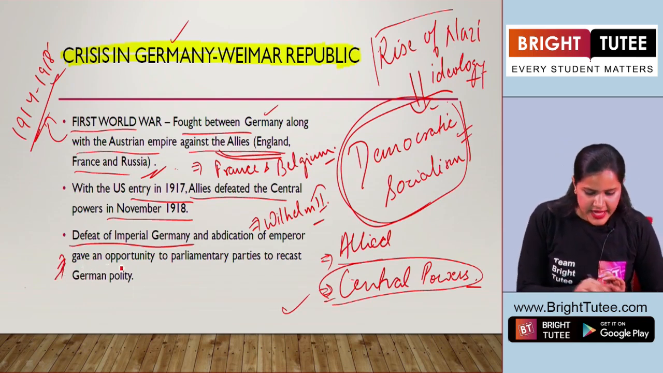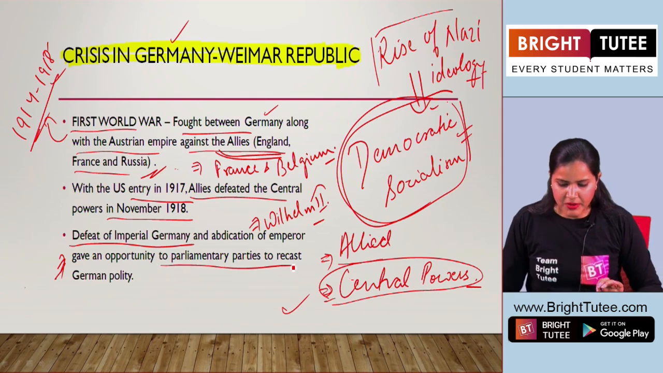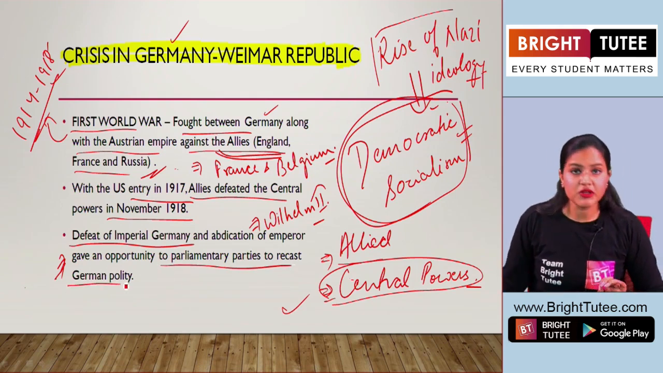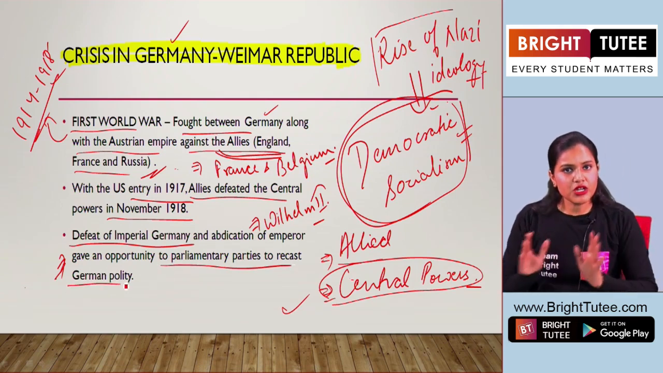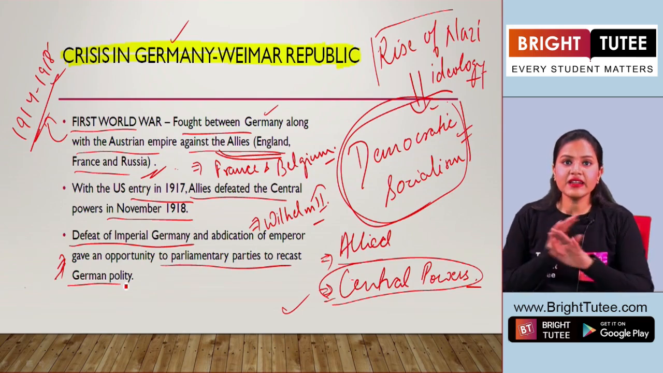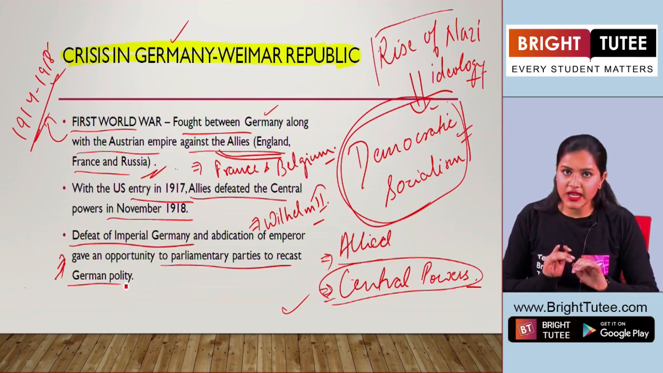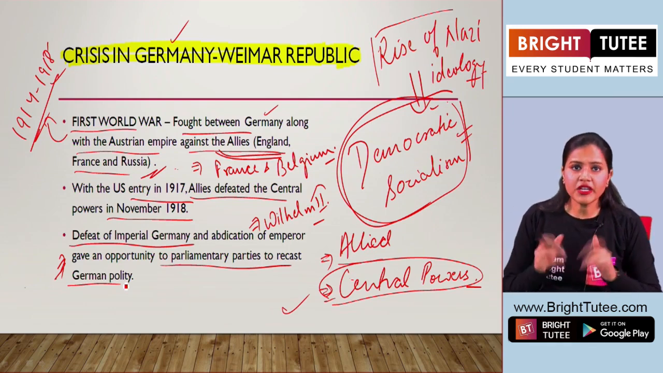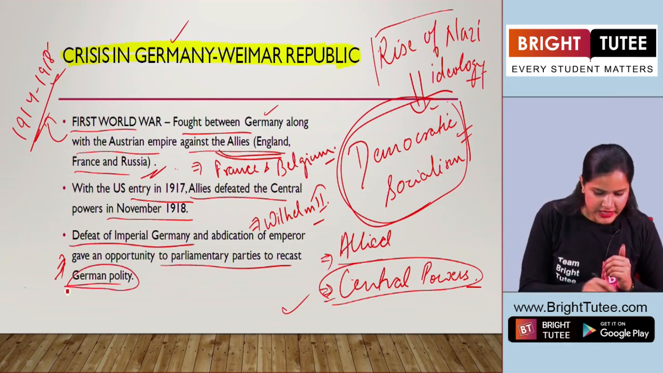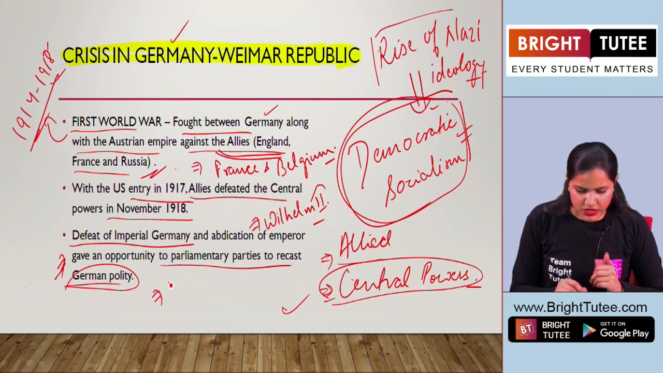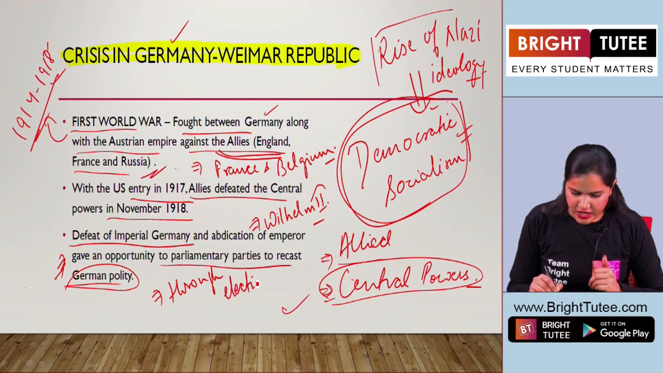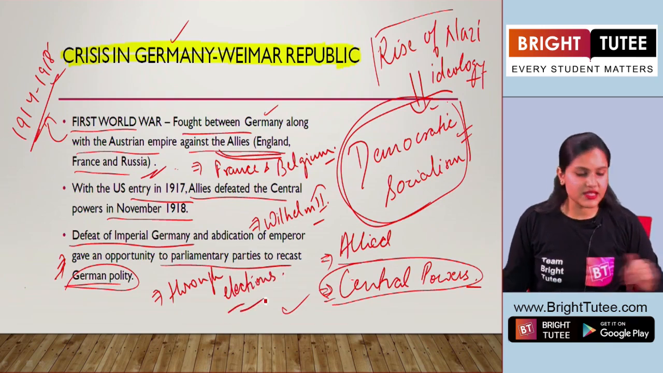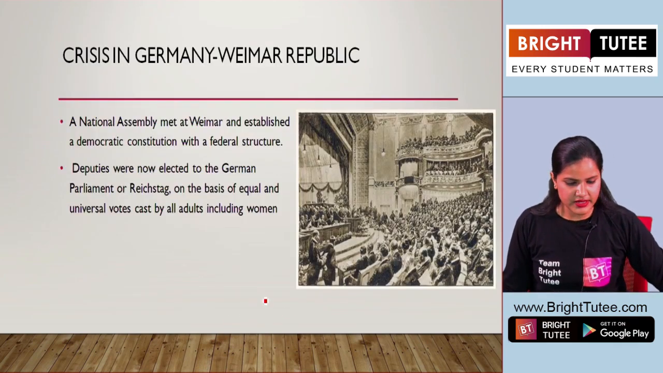So it gave an opportunity for parliamentary parties to recast the German polity. After the World War had ended, we see that the emperor had to abdicate. Now all the parliamentary parties wanted to recast the German polity here, right? That was happening through elections. So what happened during this period? Let us try to understand.